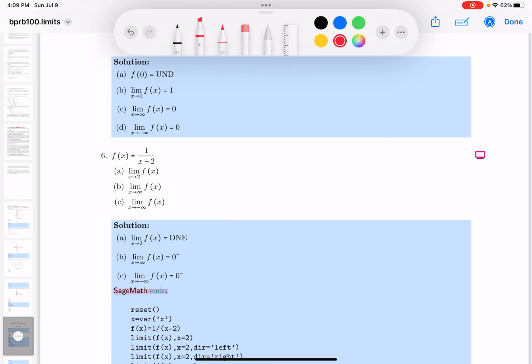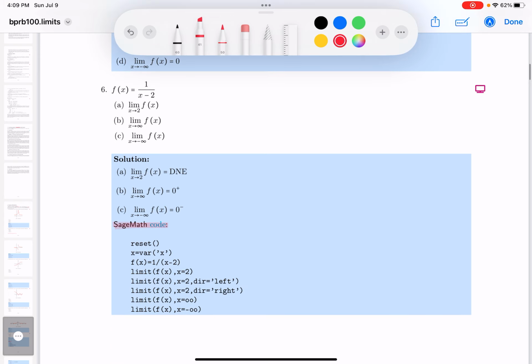What code am I noticing? I'm noticing Sage Math code. And I just want to briefly go through it. And what is it basically doing? Reset. That gives me a clean sheet of paper. I'm defining a variable. Variable's x in this case over here. I'm defining a function f of x. You notice the same function over here. That's f of x, all right?